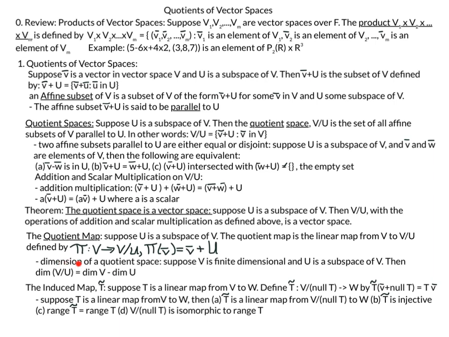Next, we have this theorem for the dimension of a quotient space. Suppose V is a finite dimensional vector space and U is a subspace of V, then the dimension of the quotient space V over U is equal to the dimension of V minus the dimension of U.